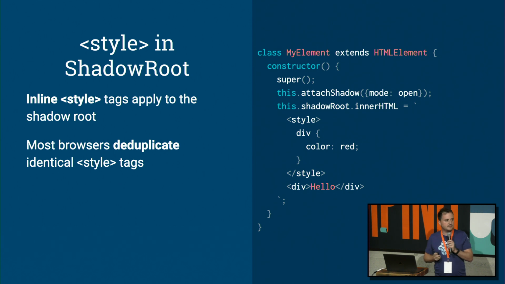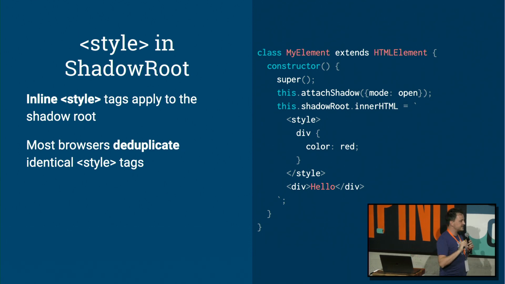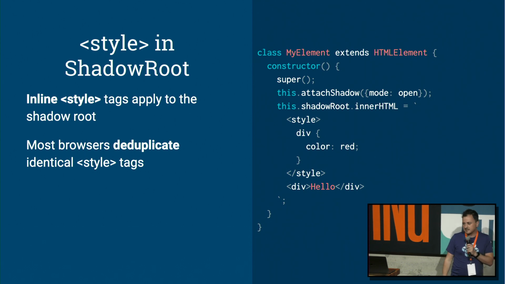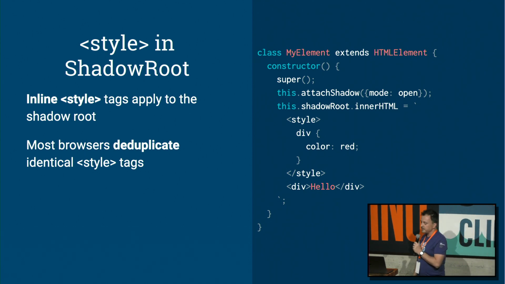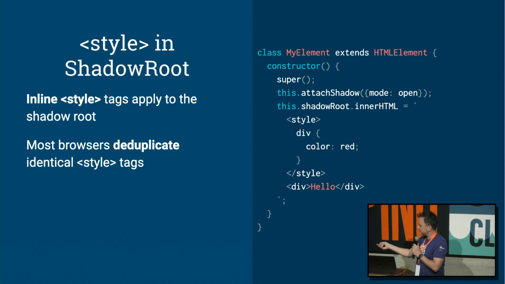And this might seem wasteful because we're creating a style tag in every single shadow root for every instance of this component, but most browsers deduplicate style tags that are identical. They cache based on their text content, and so this is actually going to perform quite well. So this is our bread and butter technique, or has been for the past few years.